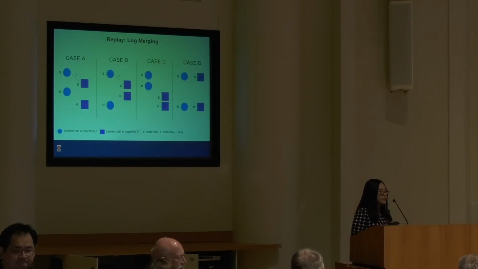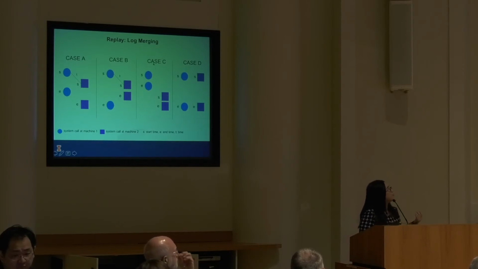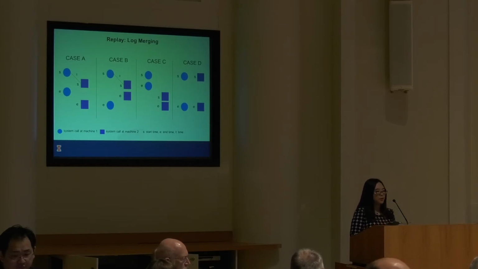For merging these logs, we consider four possible cases. First, let's look at case C, where S represents the start time of the event, and E represents the end time of the event. In case C, the end time of the first event is earlier than the start time of the second event. So we know that the first event happens before the second event. In case D, the start time and end time of two events happen around the same time, so these two events can be considered parallel.